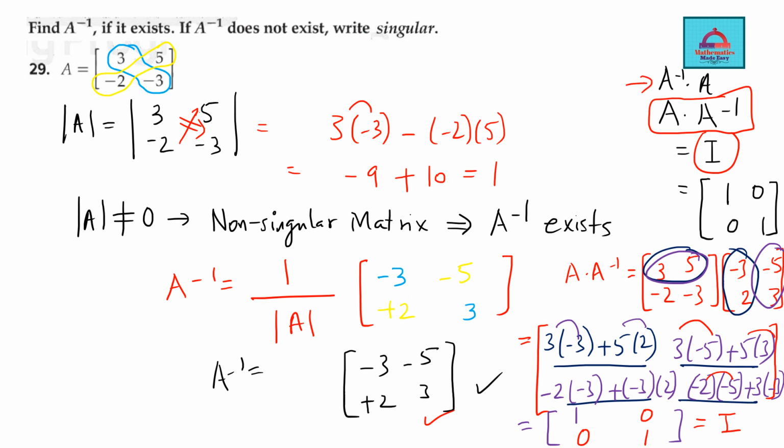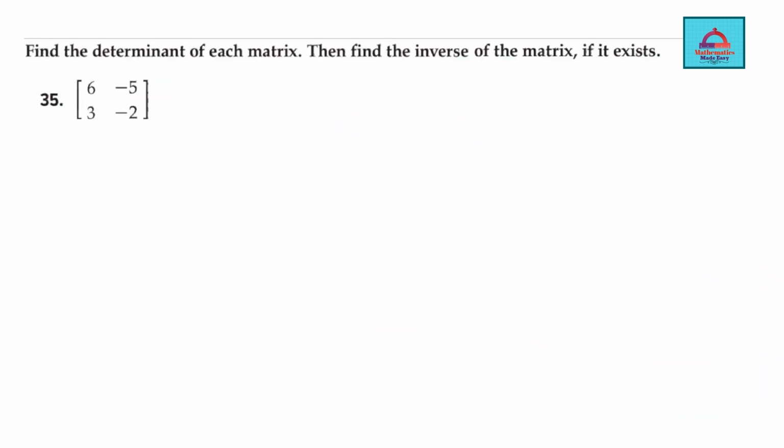Similarly, your A inverse A will be identity. So yes, the answer is correct. And the final answer for A inverse is going to be minus 3, minus 5, 2 and 3. So this is how you find the inverse of a 2 cross 2 matrix and check whether it is singular or non-singular. Just to give you more practice, we'll do one more question.